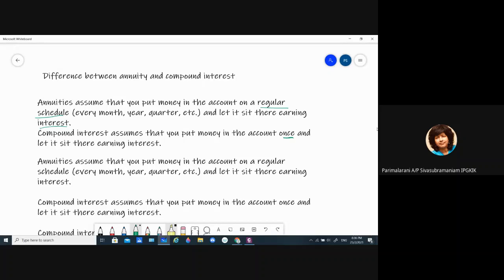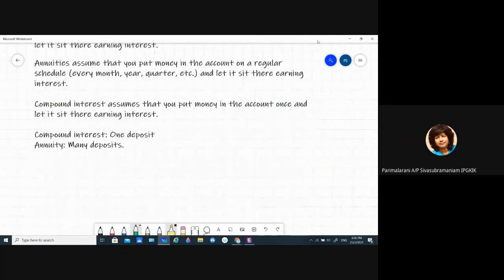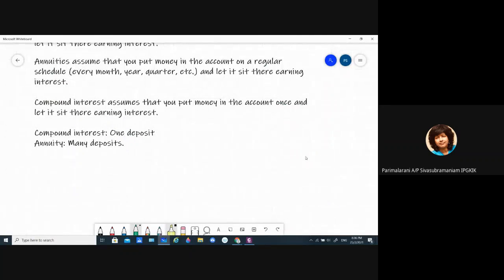Okay? Annuities assume that you put money in the account regularly. Compound interest assumes that you put money in the account once and let it sit there earning interest. So compound interest is a one-time deposit. Annuity is many deposits. But in an annuity, the interest is also calculated the way compound interest is calculated. This is the main difference between compound interest and annuity.